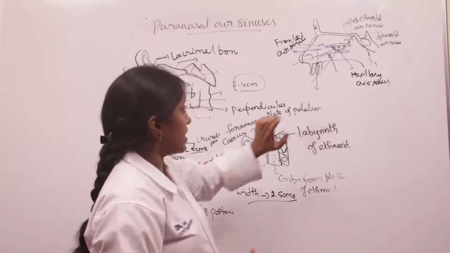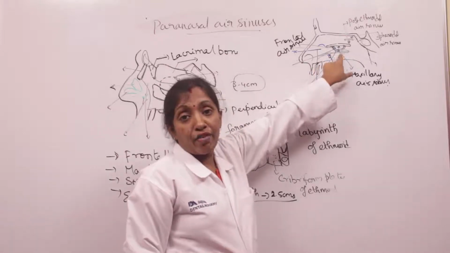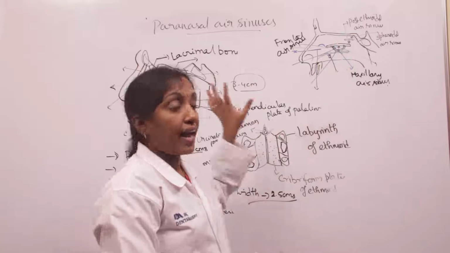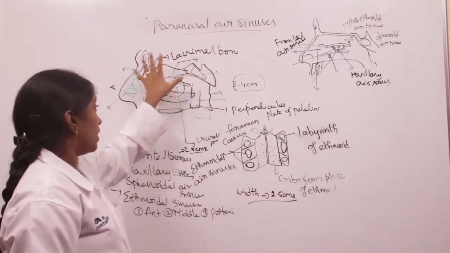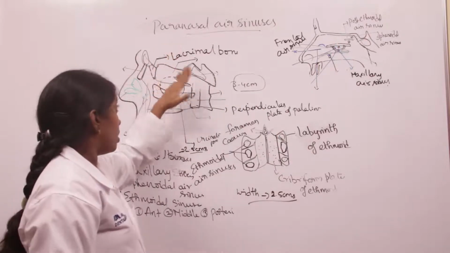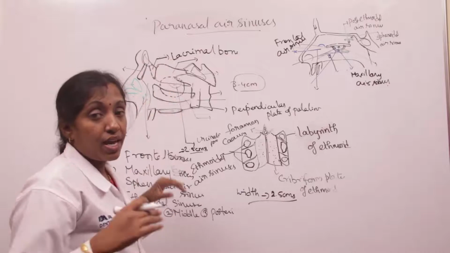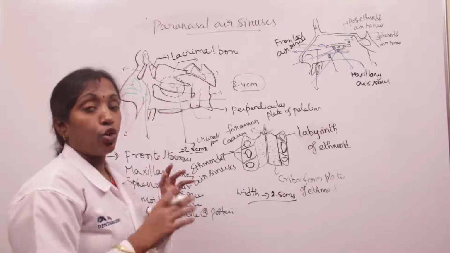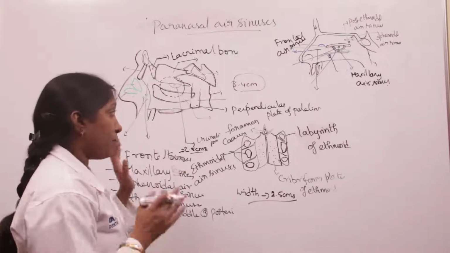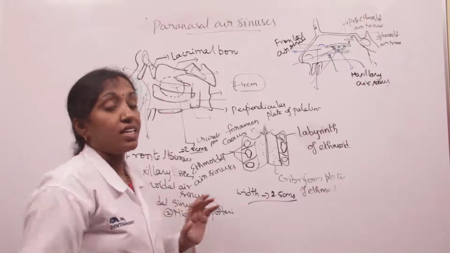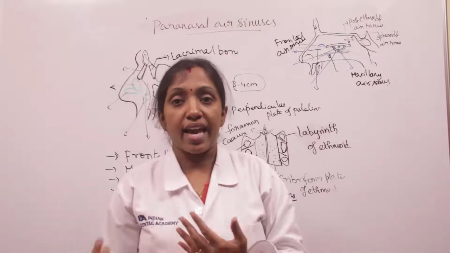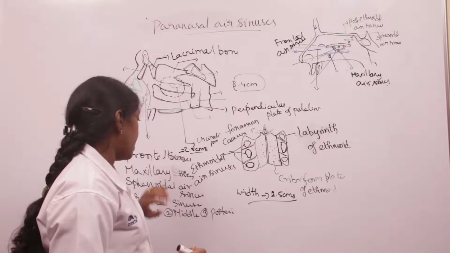This maxillary air sinus opens into the posterior part of hiatus semilunaris, and the opening is decreased by the overlapping of the corresponding bones here. Otherwise, when we take the isolated maxilla, the opening is very large. The maxillary air sinus is the largest sinus, and it is frequently infected during sinusitis. So that's about the maxillary air sinus.